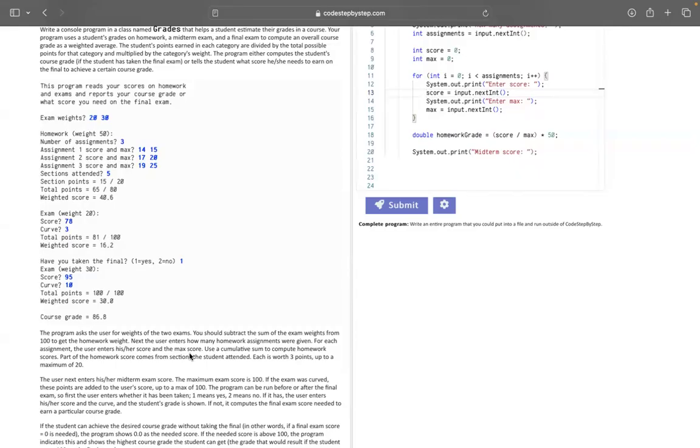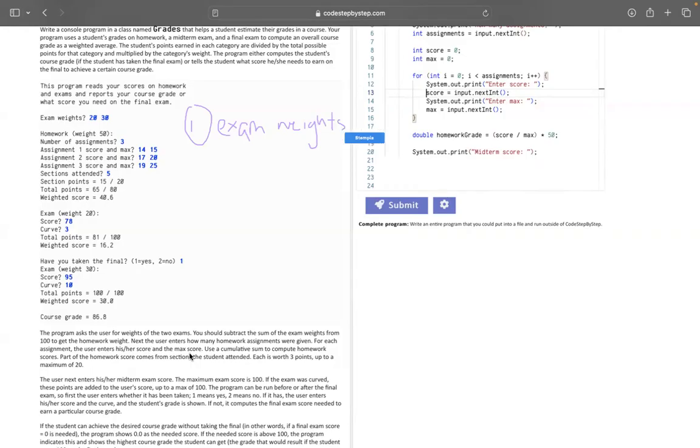So there's a couple things that you're gonna have to keep track of in this problem. Okay. So the very first thing you're gonna want to keep track of are your exam weights. Okay, I think I'm gonna switch to typing.